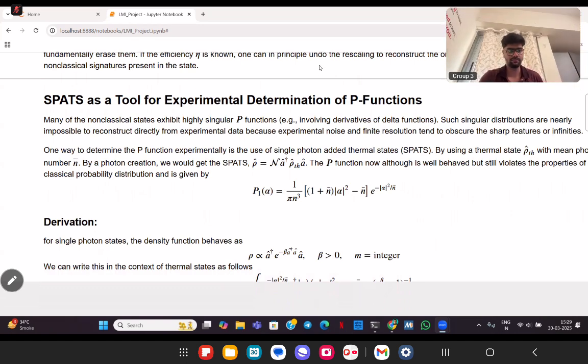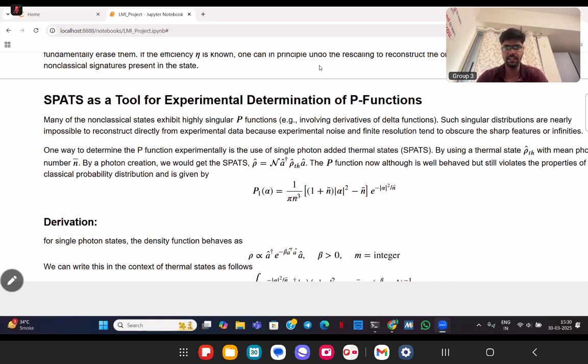So we have seen how single photon states have highly singular P functions, as Gaurav explained. But this creates a practical problem. In the lab, experimental noise and finite resolutions make it nearly impossible to directly measure these sharp and singular features. This is where single photon added thermal states, SPATs, come to our rescue. They give us a way to study non-classicality with well-behaved P functions that still show clear quantum signatures.